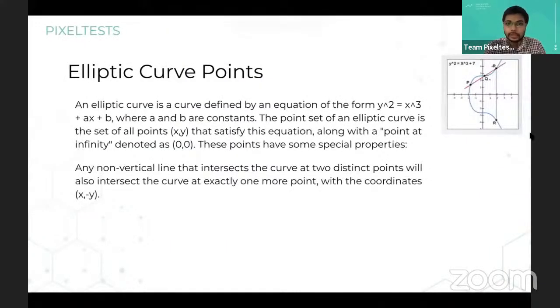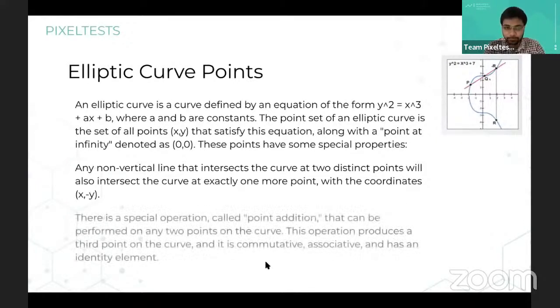Great. So now any non-vertical line that intersects the curve at two distinct points will also intersect the curve at exactly one more point with the coordinates x comma minus y, right? So this is the nature of elliptic curves which follow this equation.